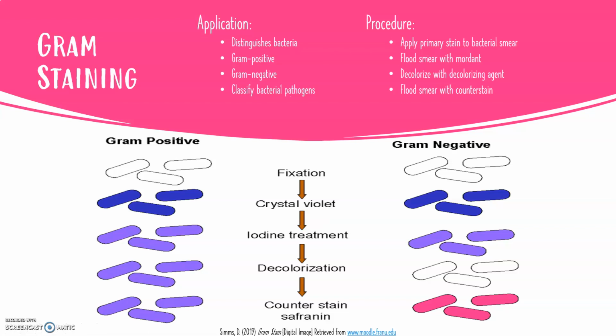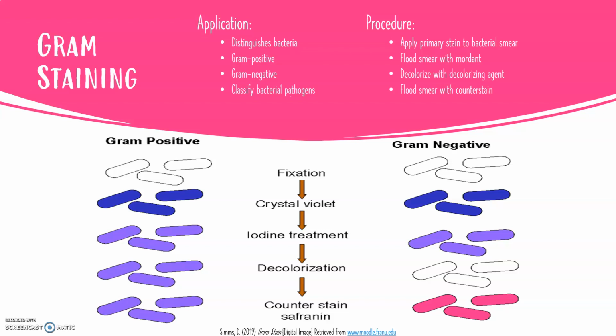For this technique, we will prepare a bacterial smear and then flood the slide with the primary stain, crystal violet, to the cells. Next, the mordant, which is Gram's iodine, will be added to the slide. The mordant pretty much just increases the binding of the primary stain to the cells if the peptidoglycan is present in the cell wall. Next, you will decolorize your cells, adding 95% ethanol.